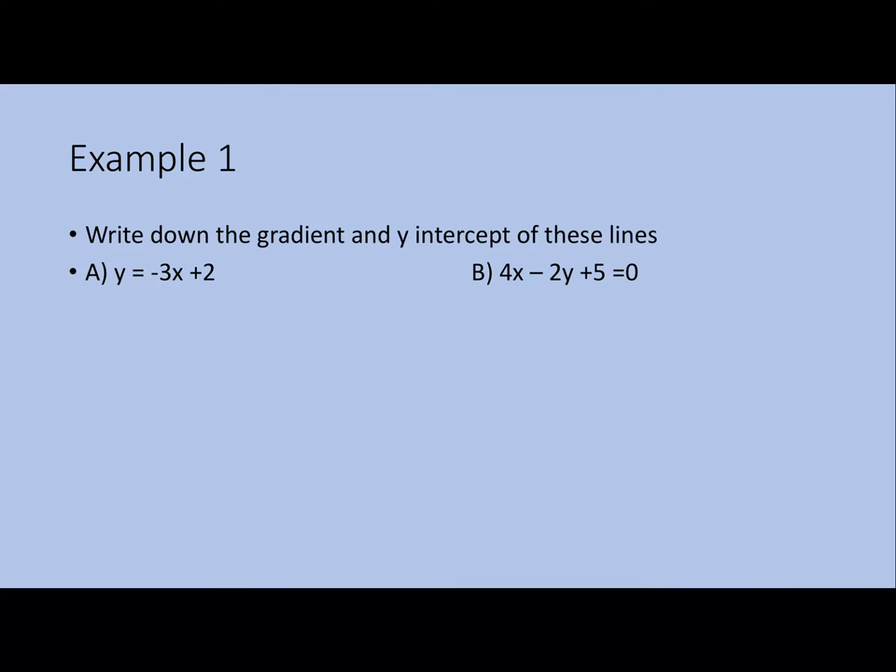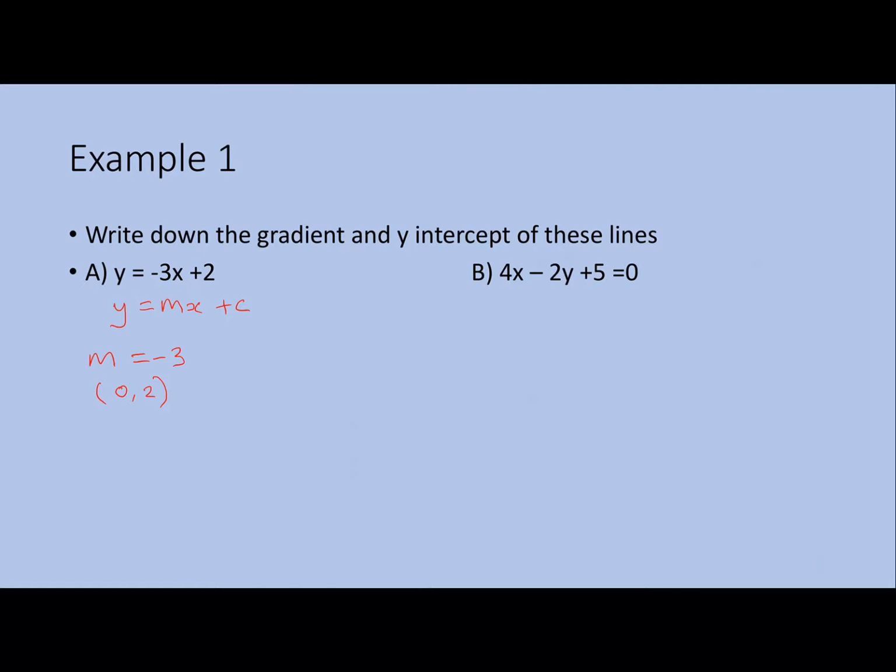So example 1. Write down the gradient and the y-intercept of these lines. Well, for A, first of all, it should be pretty straightforward. We're comparing that line y equals minus 3x plus 2 with the line y equals mx plus c. So we can straight away see that m, the gradient, is minus 3 and that the y-intercept is at 2. So our intercept would be the point when x is 0 and y is 2.